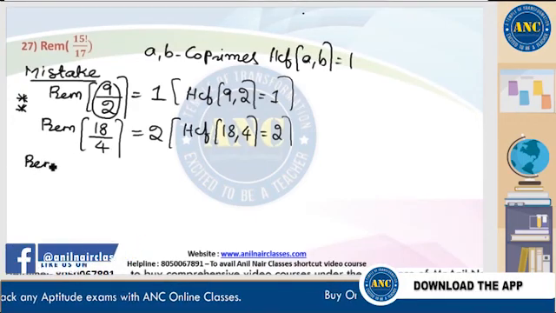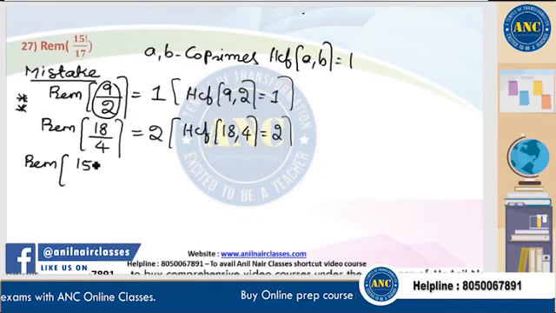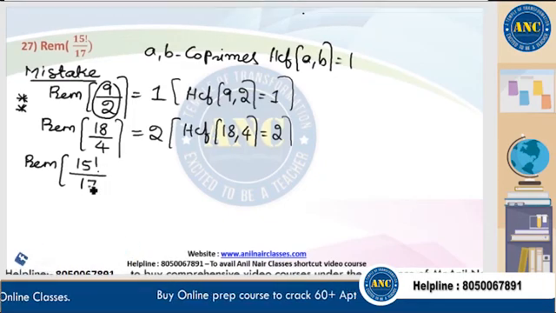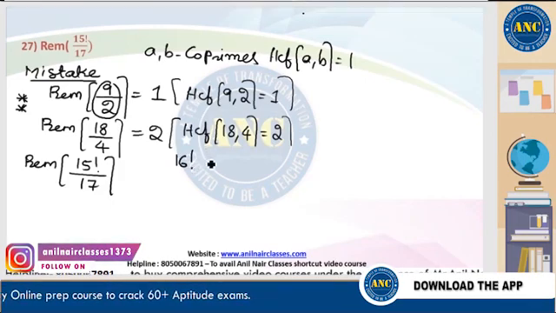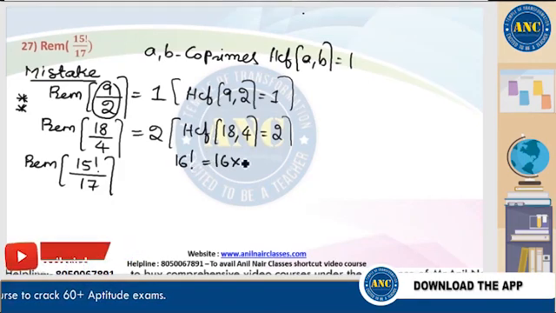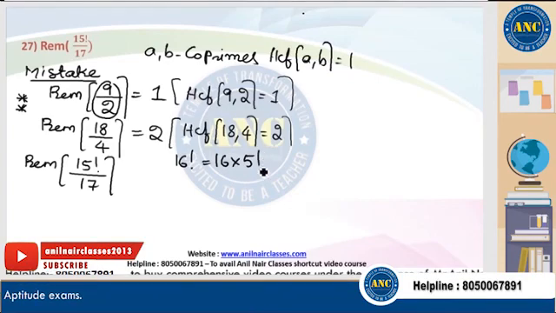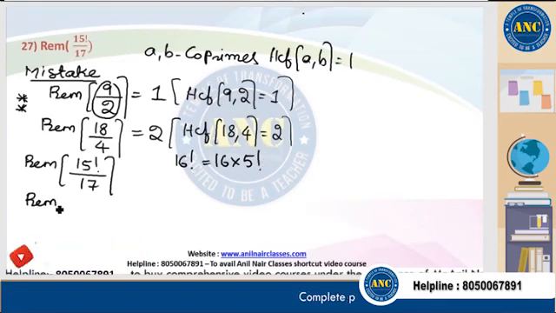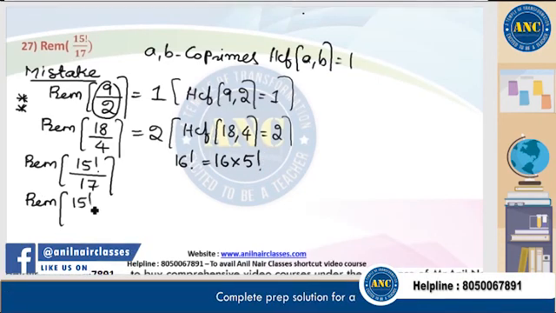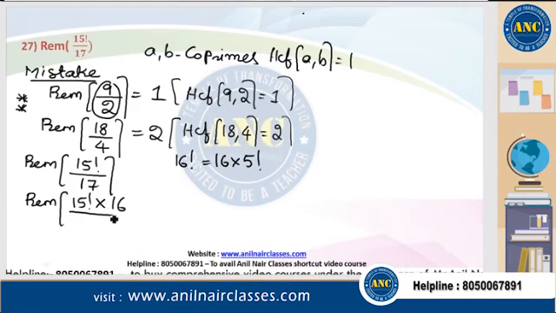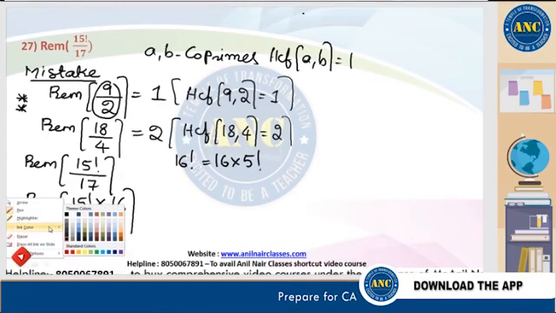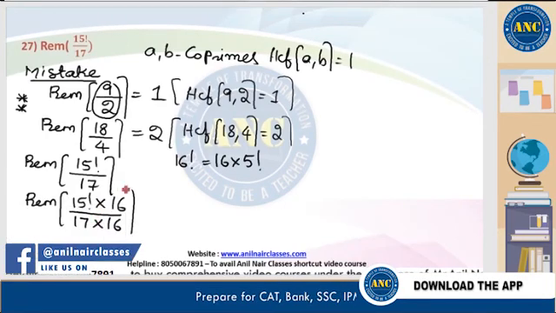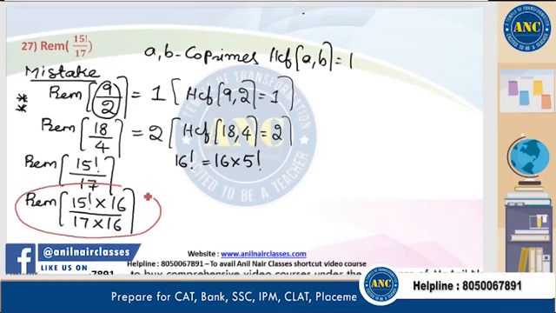The first thing students may do is 15 factorial by 17. Most of the students who come from a mathematical background know that 16 factorial is 16 into 15 factorial. So they will try to multiply the numerator and denominator with 16. Actually, this is the mistake. Why?